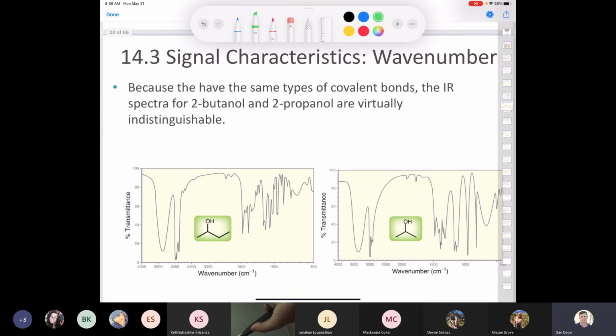Here are two alcohols, 2-butanol and 2-propanol. I know we haven't done alcohol nomenclature, but this is 2-butanol, and this is 2-propanol. This is rubbing alcohol here. But if you look at these two alcohols, remember I told you, what's the whole point of infrared spectroscopy? It's to evaluate functional groups. Well, they both have an alcohol, so that's the only functional group there is. But if you look at the fingerprint region is what I wanted to talk to you about.